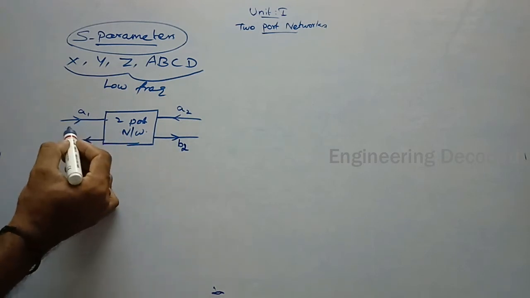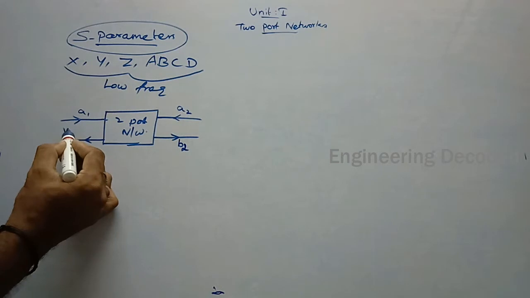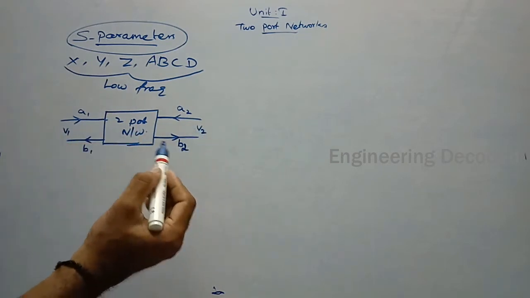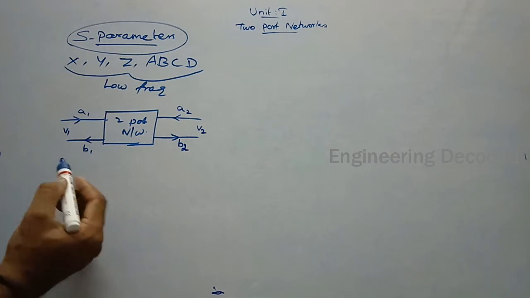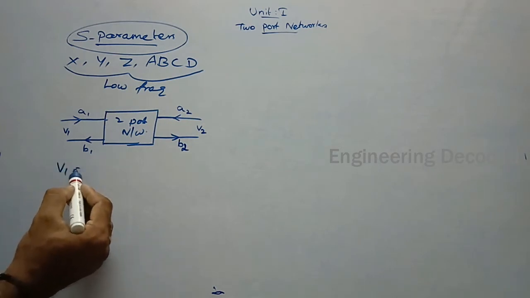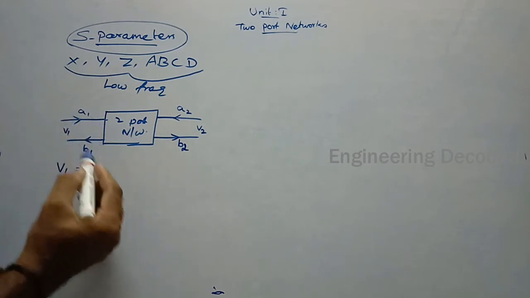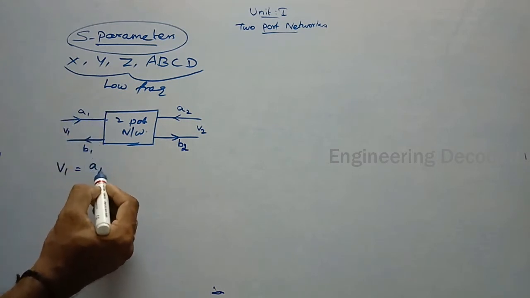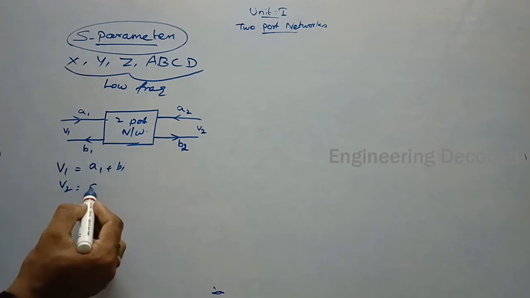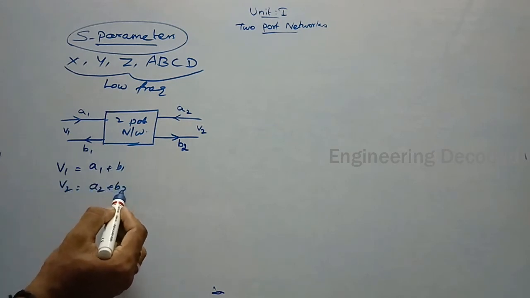Now the voltage of this port is represented as V1. Similarly, the voltage of this port is represented as V2. So the total voltage V1 is equal to this incident plus this reflected. So V1 is equal to A1 plus B1 and V2 is equal to A2 plus B2.